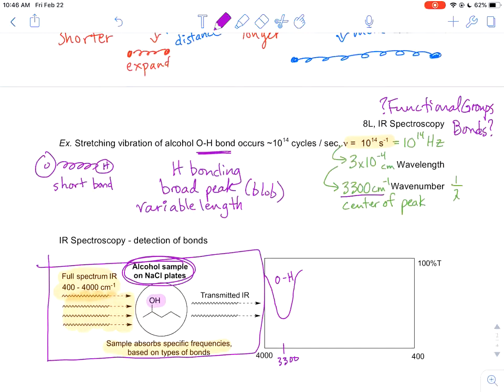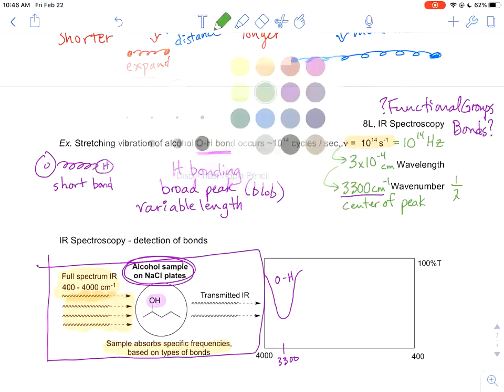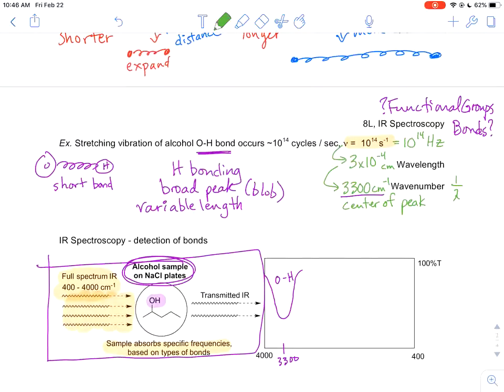But we also have other kinds of bonds within this molecule. We have CH bonds. We have those guys here. We have methyl groups. We have CH2 groups. We have all different kinds of CH bonds that have their own specific stretching frequencies, and those end up being found around the 2900 range.